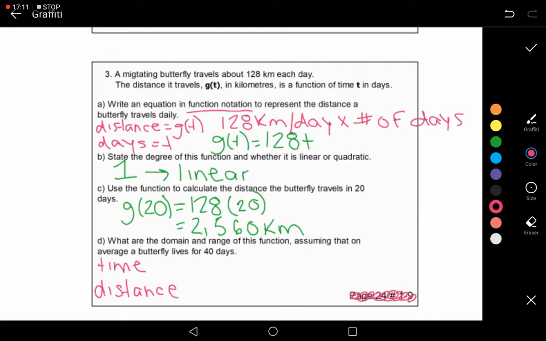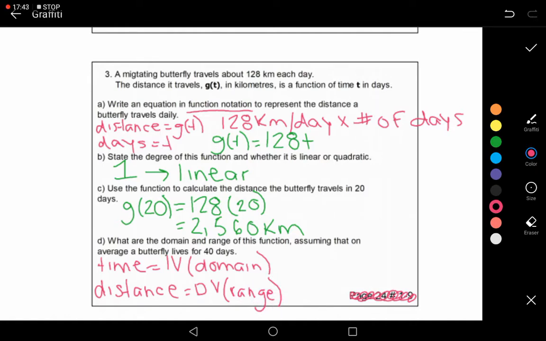Okay, our time is going to be our independent variable, right? The time doesn't change based on the distance. So that's going to be our independent variable, which means that we are going to be looking at the domain, right? Because our independent variable is usually x, which represents the domain. Obviously, our distance is going to be our dependent variable because our distance depends on the time.